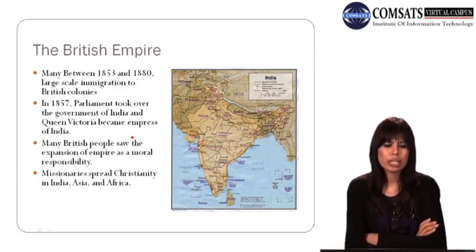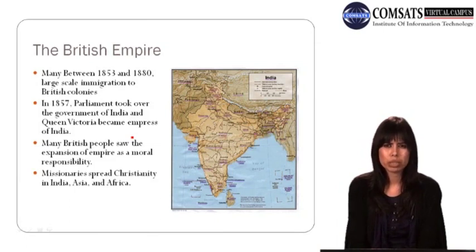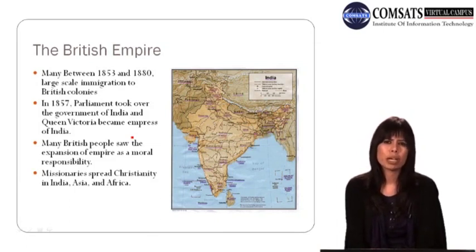All right. Between 1853 and 1880, large-scale immigrations to, you can say, British colonies. In 1857, Parliament took over the government of India and Queen Victoria became Empress of India. So my dear students, here we are talking about Indo-Pakistan history as well. All right. So you can say the subcontinent history here. Okay. 1857, Parliament took over the government of India and Queen Victoria became Empress of India here.